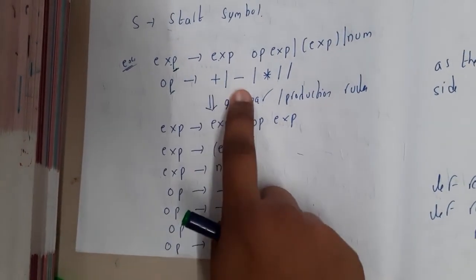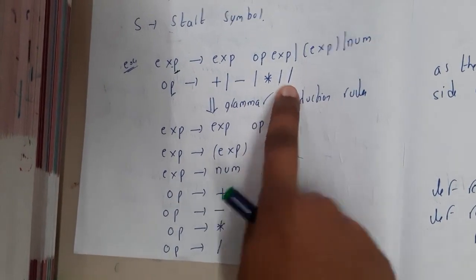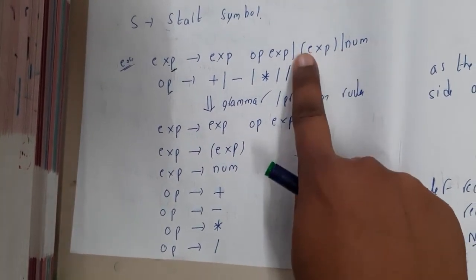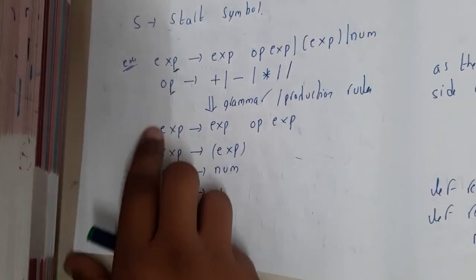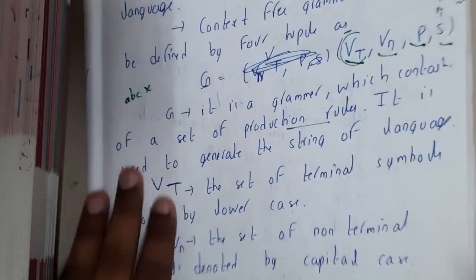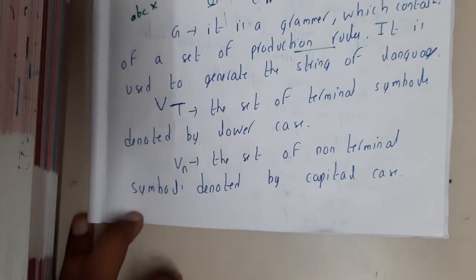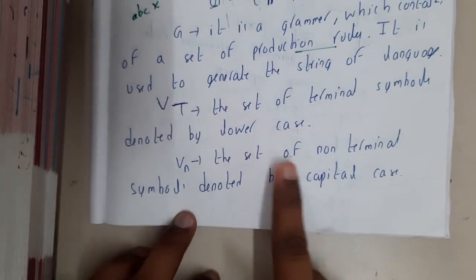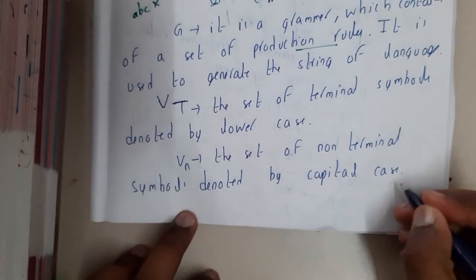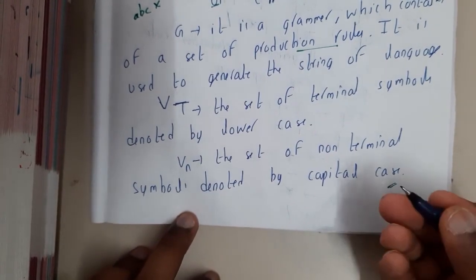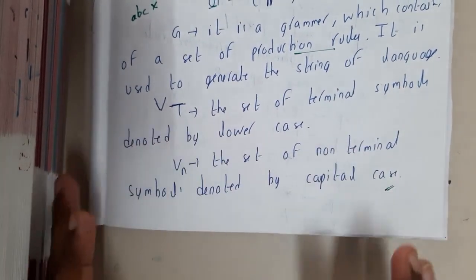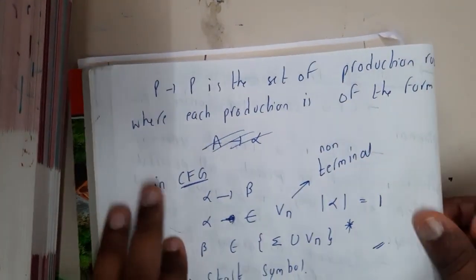Plus is a terminal, minus is a terminal, into is a terminal, slash is a terminal, number is a terminal, open brace is a terminal, close brace is a terminal. Depending on their productions, you can identify them. Similarly, VN is for non-terminals. The set of non-terminal symbols is denoted by capital letters. In simple words, the symbols which have productions are the non-terminals. Similarly, P is the set of production rules.